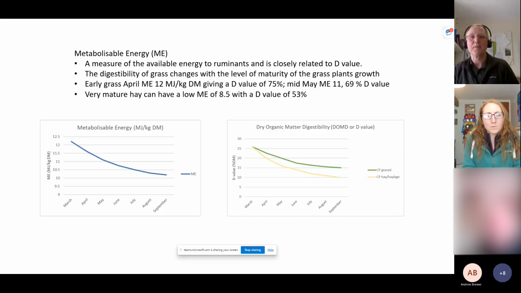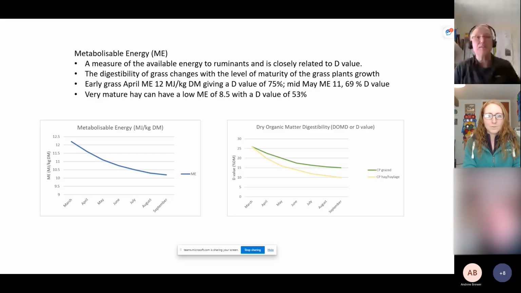And there's a lot of what is D value, what is ME. I'm not going to go into that too much, but basically the general digestibility of grass and the level of maturity of grass has an effect on what the animal can get from the actual material itself. So early grass will have an ME of around 12 with a D value around 75. As grasses start to go into flag leaf, and we talk about earlies, intermediates and lates, in mid-May the ME will drop to about 11 with an equivalent D value around 69.